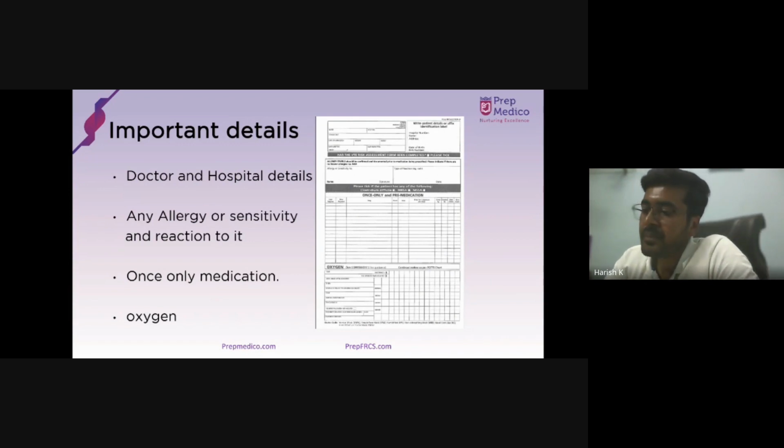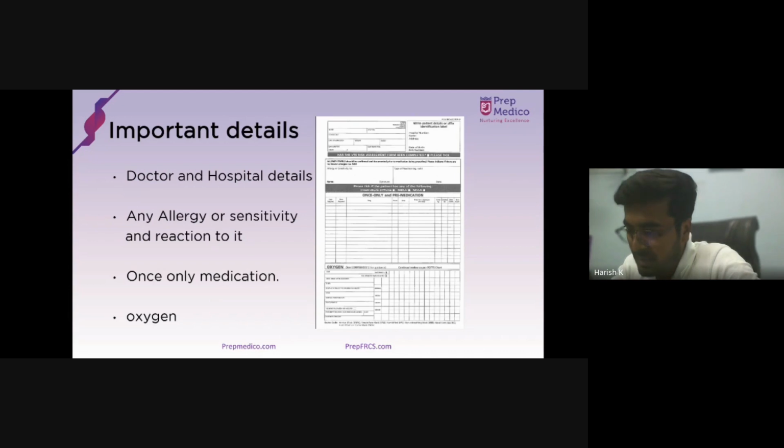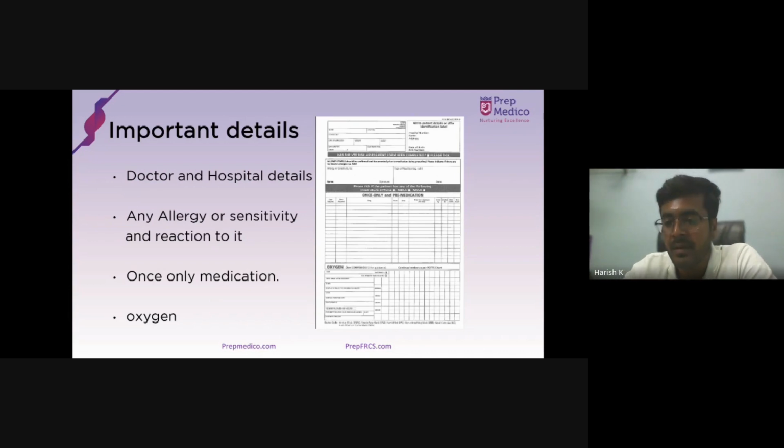Okay. Next, if they have given you information about multi-drug resistant Staphylococcus aureus, they would have given you the information before. So if you have the information that the patient has a multi-drug resistant Staphylococcus aureus infection, you have to tick the box. If it is any medicine-sensitive Staphylococcus aureus, then you have to tick that box. If they've given you the information, you need to do this. Once you tick this box, next comes the once-only medication.